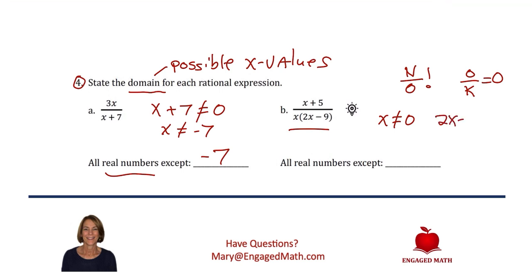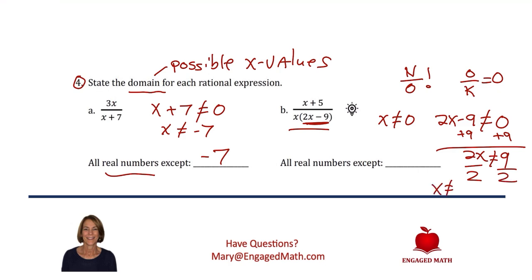The other is that 2x minus 9 cannot be equal to 0 because if 2x minus 9 was 0, the entire denominator would be equal to 0. So this time we're going to solve for x, and we have 2x cannot be equal to 9. So when we divide both sides by 2, we're going to get x cannot be equal to 9 over 2. So for this one, all real numbers except 0 and 9/2. Those are the two values of x that we cannot have in our domain.